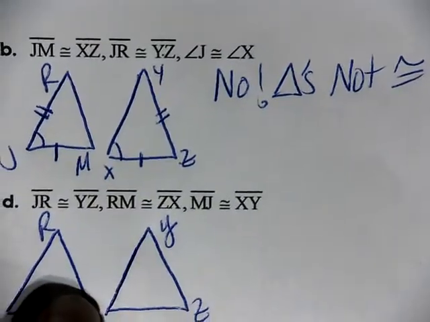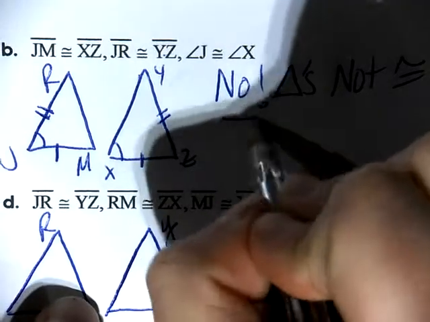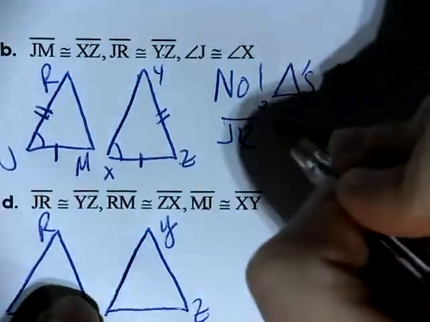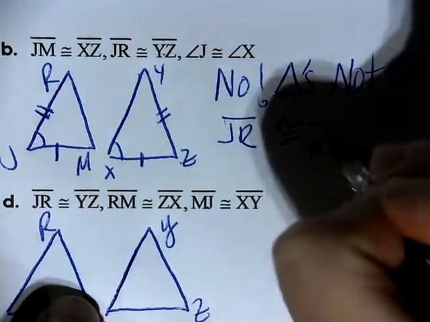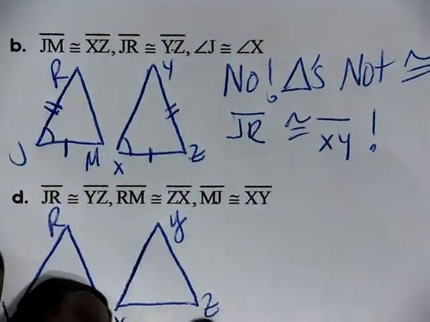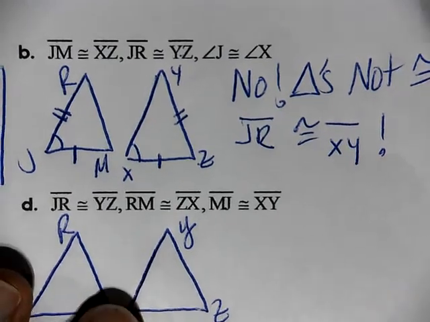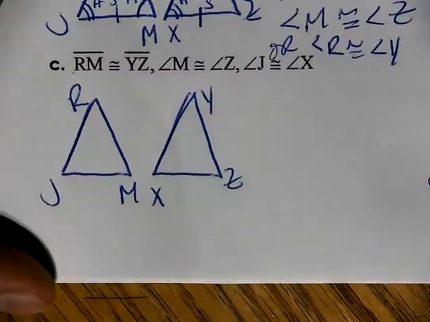The reason why they're not congruent is because segment JR is supposed to be congruent to segment XY. That's what's supposed to happen, not YZ. And so I really want you guys to be really, really careful with that. Let's go ahead and look at letter C.